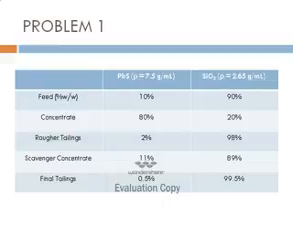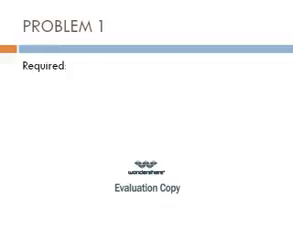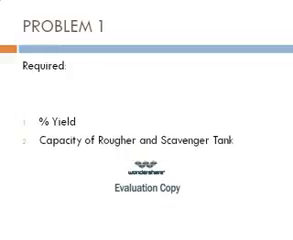Now, the required parameters will be: 1. The percent yield or percent recovery of lead sulfide, and 2. The capacity of the rougher and scavenger tank. The process would look something like this.